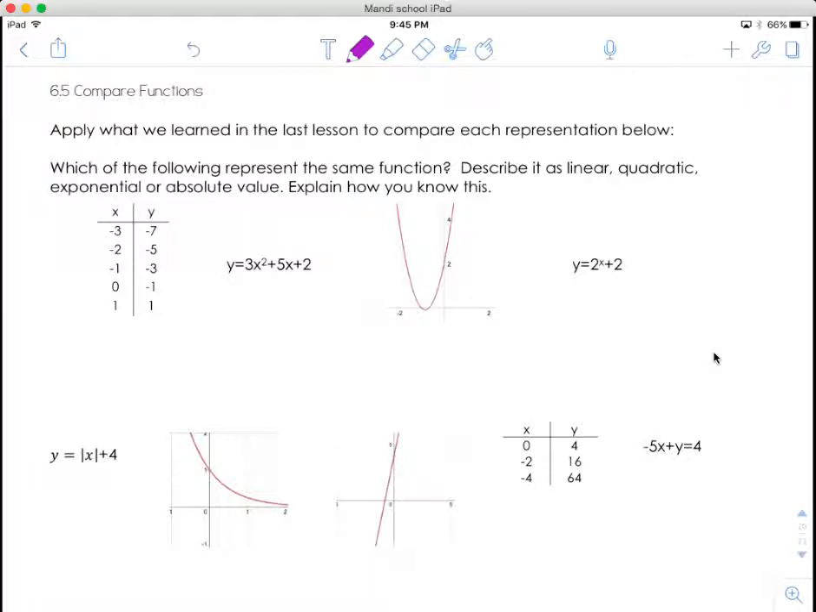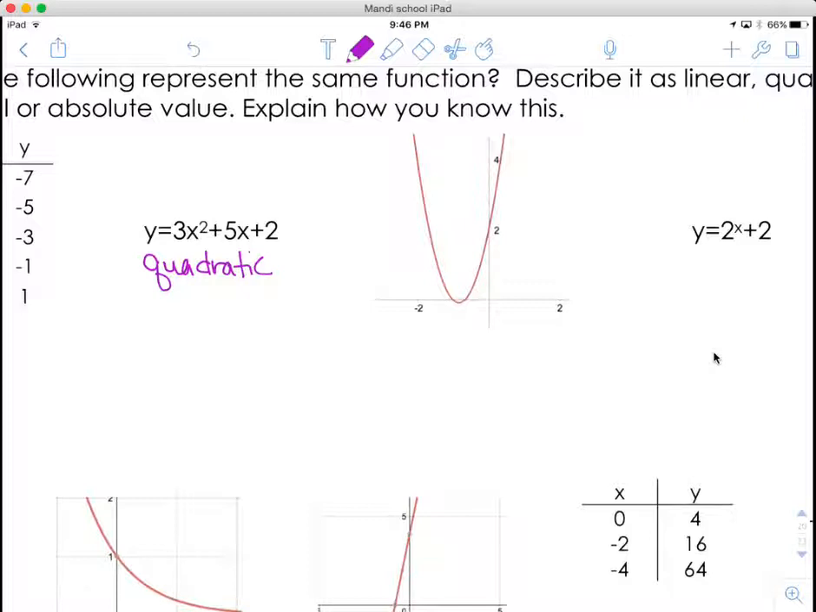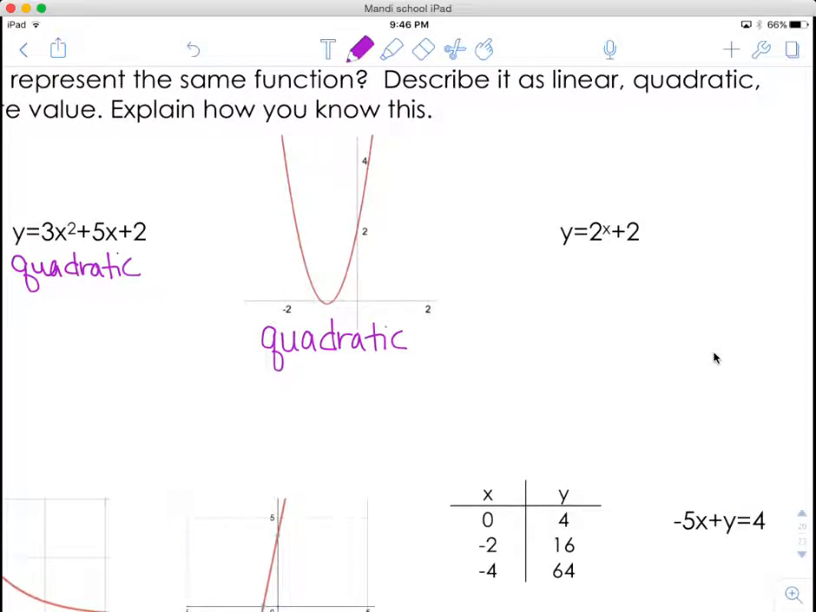So let's start with the equations because we've already learned how to identify equations pretty quickly. We know that anything that's to the squared, this is going to be quadratic. We also know with this graph that this is going to be quadratic. And when the exponent is an x, it's exponential. Exponent x, exponential.